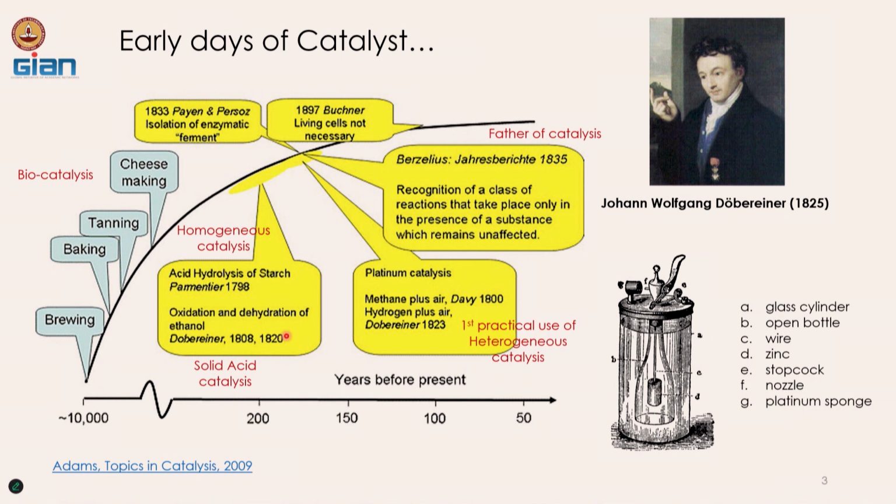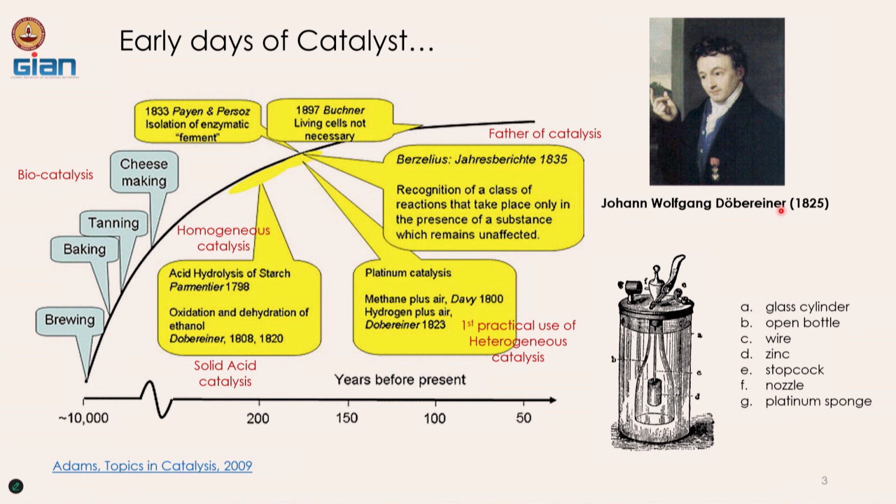And moving forward, the very first practical use of heterogeneous catalysis came in 1825, where the very famous Doberneer lamp was popular in Europe. It was so popular that within 5 to 6 years, over 1 million of such lamps were sold throughout Europe.